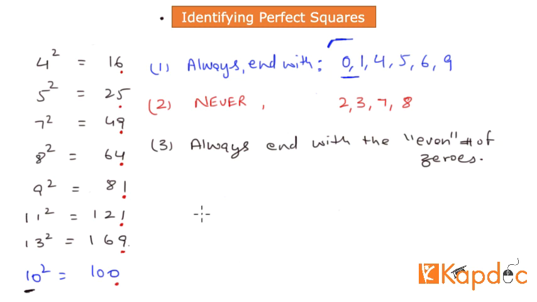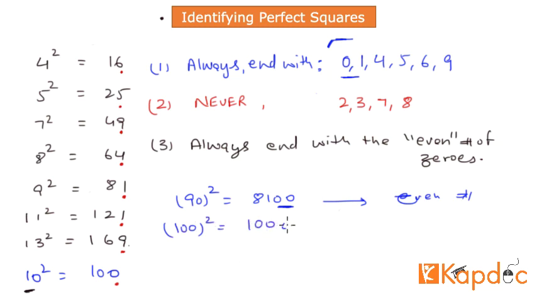Let me take one more number. Let's say I take 90 and I square it, I get 8100. 8100 has two zeros, that is an even number of zeros. And if I take 100 and square it, I will get 10,000. 10,000 has four zeros, which is also even. You can play with more numbers, but this will be a consistent result. Any whole number that contains a zero, when you square it, you will always end up with a number that ends with an even number of zeros.